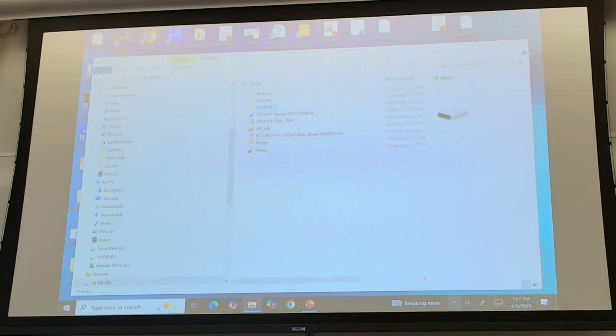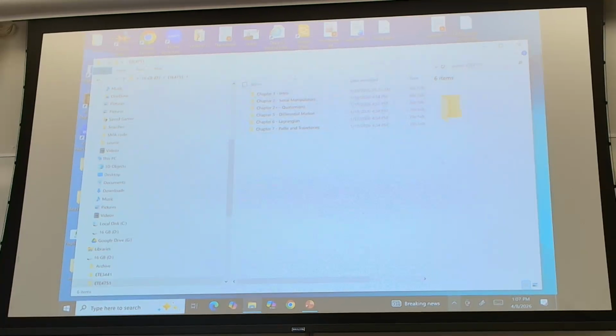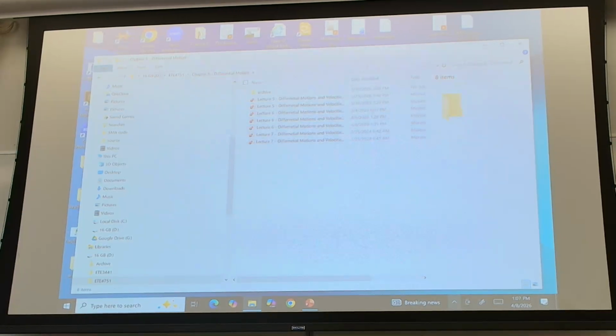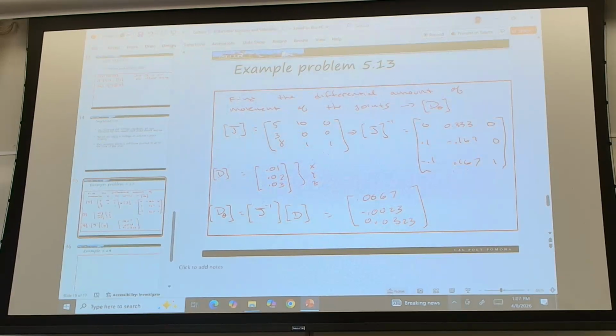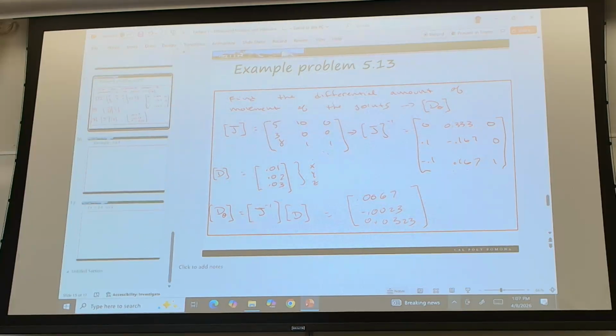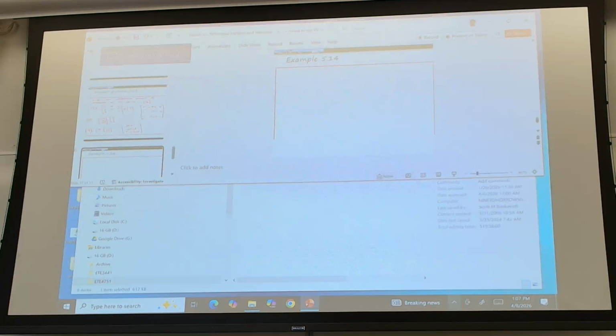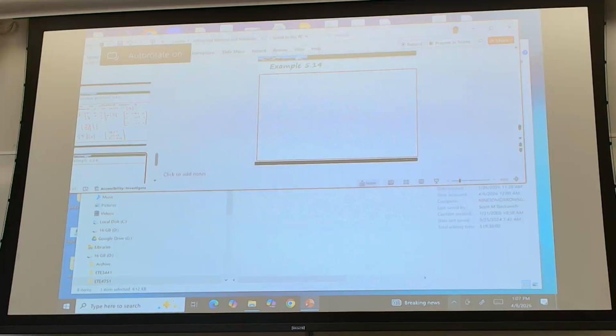The example was 512, wasn't it? Yeah, we went over 513. We'll do 513 and 514 today. We just discussed that. Just a couple of slides. I just want to go over 514 there.